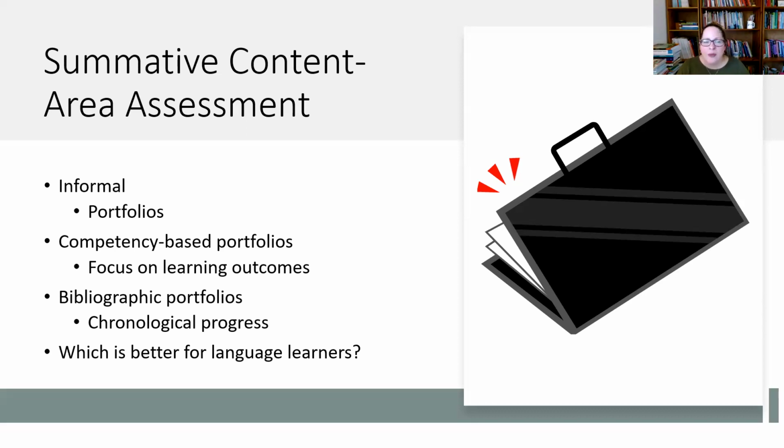Which of these is better for language learners? It really depends on what you want to do. Competency-based portfolios are good because it gives them the chance to say, this is my best work. Forget these 2 things. They weren't very good, but this is my best work. So it's really good for their self-confidence.